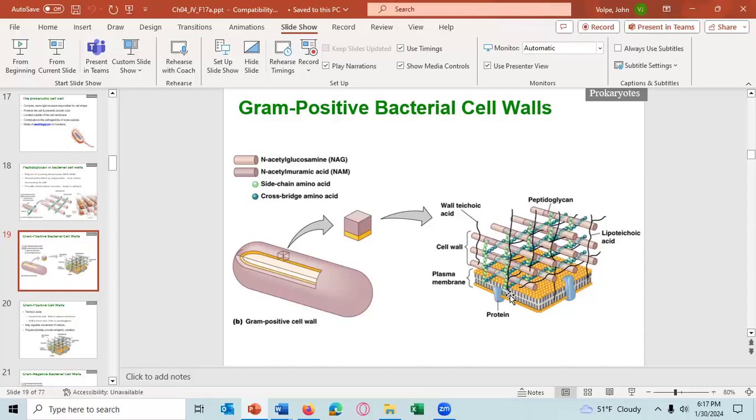Any question about any of that? All right. So the lipid portion of the teichoic acid anchors in the cell membrane. The teichoic acid portion of the lipoteichoic acid, as well as teichoic acid, runs through the peptidoglycan, helping hold the layers together.